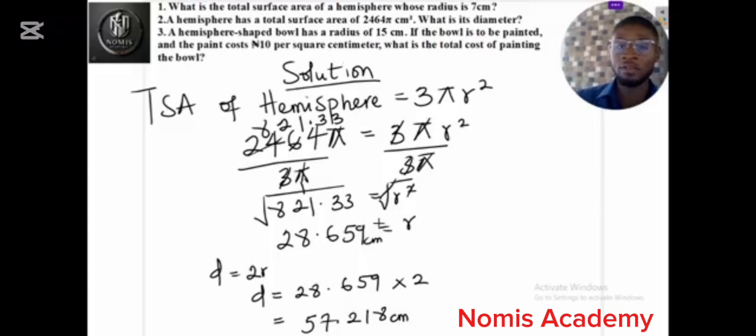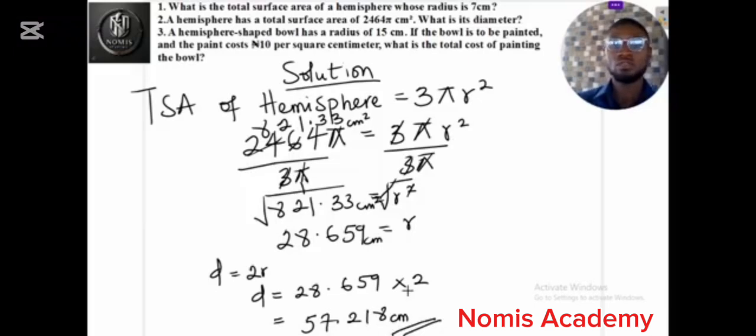Our centimeter starts from here, centimeter squared. And when we find the square root of centimeter squared, we have centimeter. So our final answer is 57.218 centimeter. And that is the answer to that question.